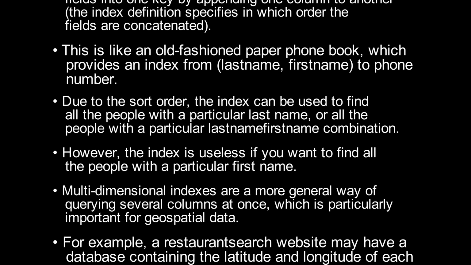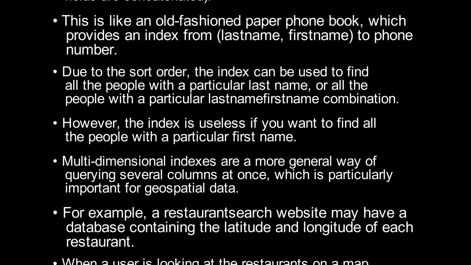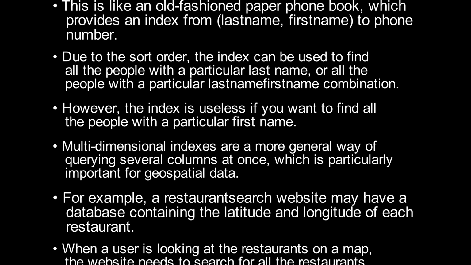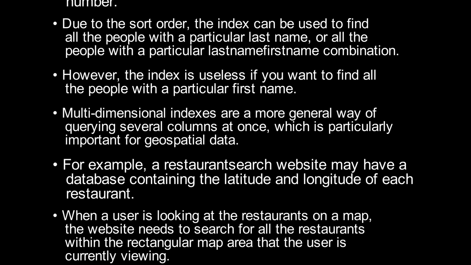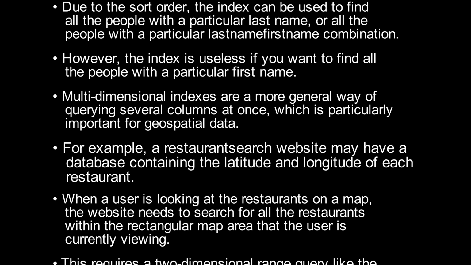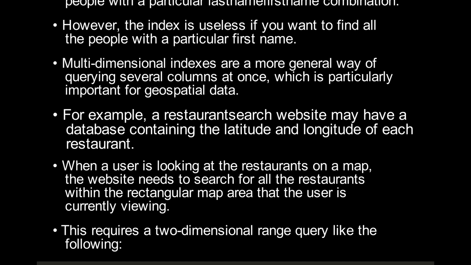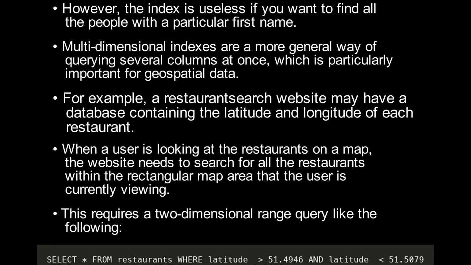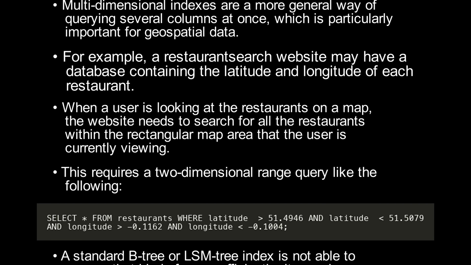Multidimensional indexes are a more general way of querying several columns at once, which is particularly important for geospatial data. For example, a restaurant search website may have a database containing the latitude and longitude of each restaurant. When a user is looking at the restaurants on a map, the website needs to search for all the restaurants within the rectangular map area that the user is currently viewing. This requires a two-dimensional range query like the following.